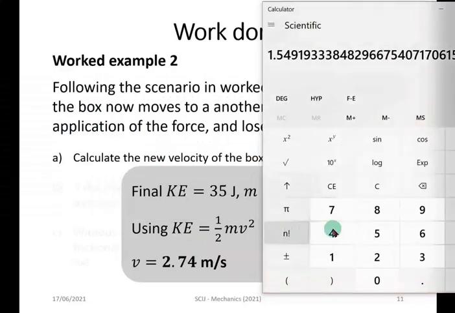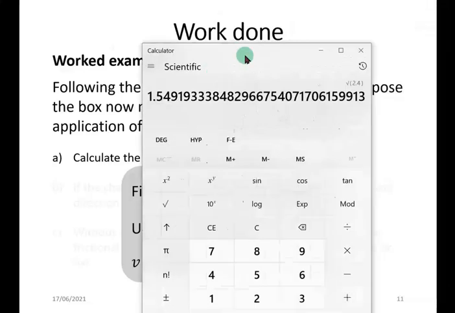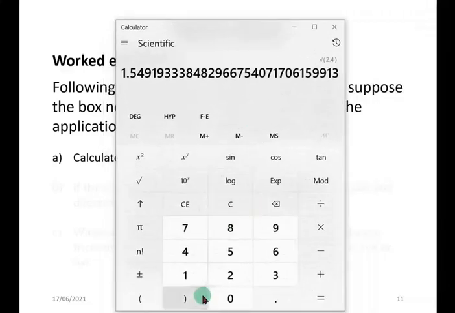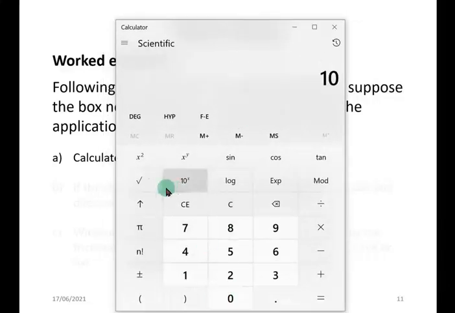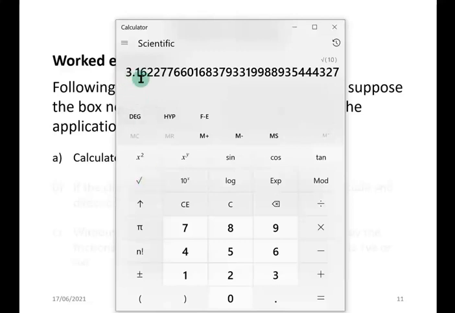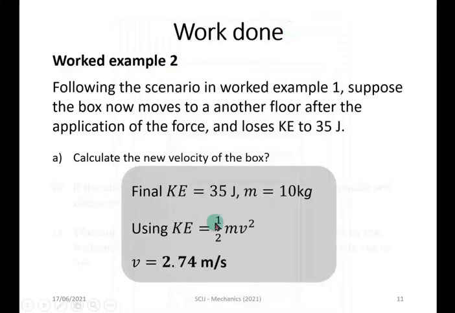Yeah. So we have root 10, that's 3, and that was the velocity before it moved into a floor where there is friction. So its velocity was higher than it is now. Get that point clear, because it has lost energy. Now it is moving slower.